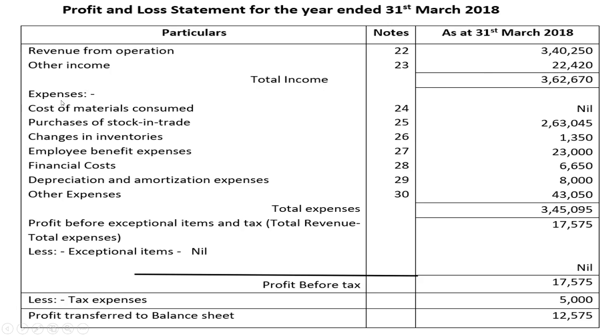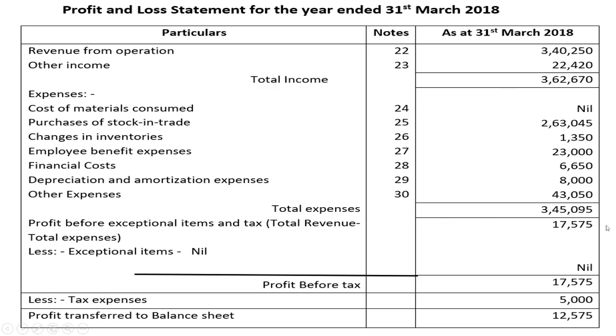Under expenses: cost of materials consumed, calculated in note number 24, that is nil. Purchase of stock in trade, note number 25, 2,63,045. Changes in inventory, note number 26, 1,350. Employee benefit expenses, note number 27, 23,000. Finance cost, note number 28, 6,650. Depreciation and amortization expenses, note number 29, 8,000. Other expenses, note number 30, 43,050. The total is 3,45,095. So here the total income is 3,62,670 and the total expenses is 3,45,095.